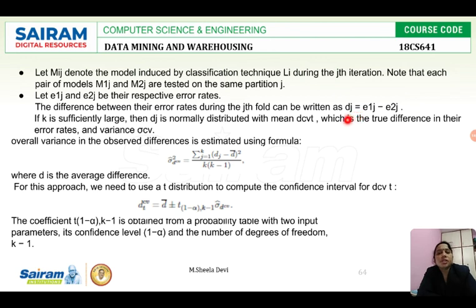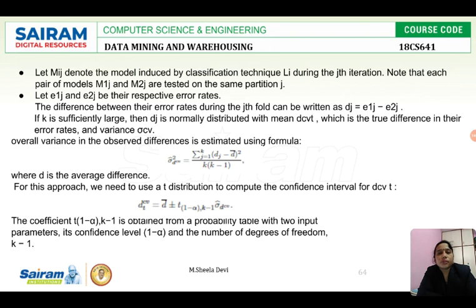If the difference is large, then as we did in the previous method, we calculate the variance. Then we use the t distribution to calculate the confidence interval. The formula for the confidence interval is this, and with this we can come to know which classifier has the highest confidence level, and that classifier will be considered the best classifier.